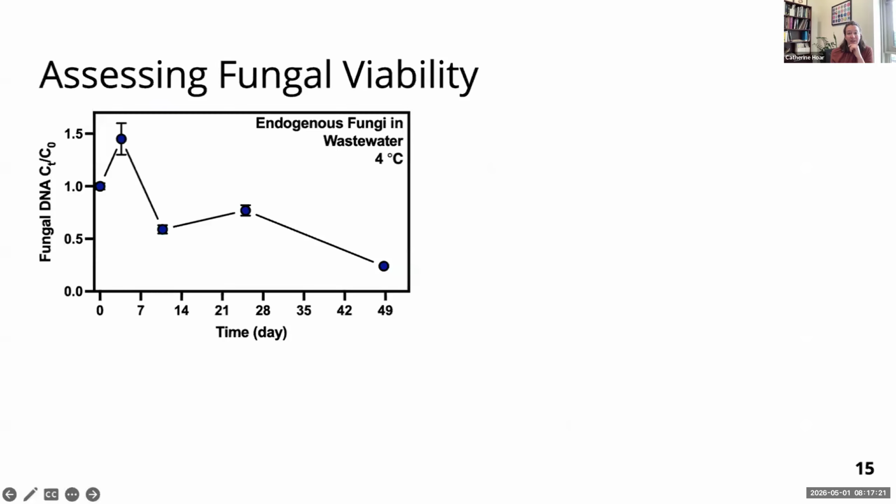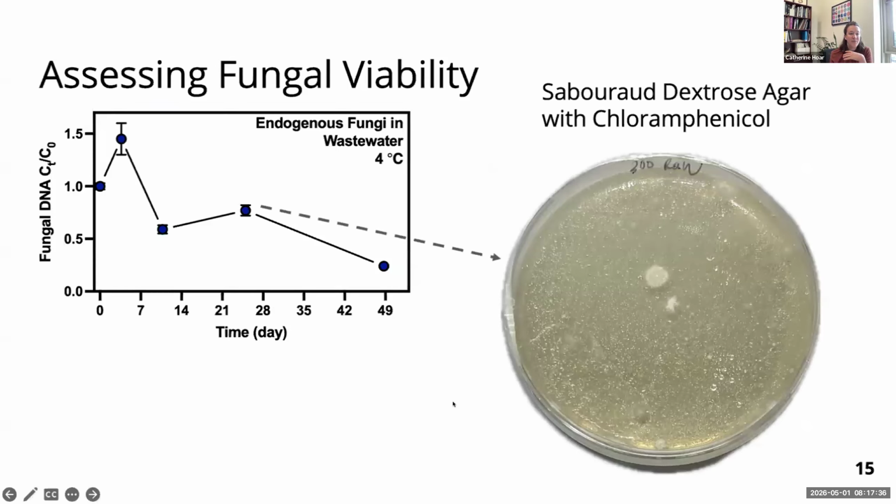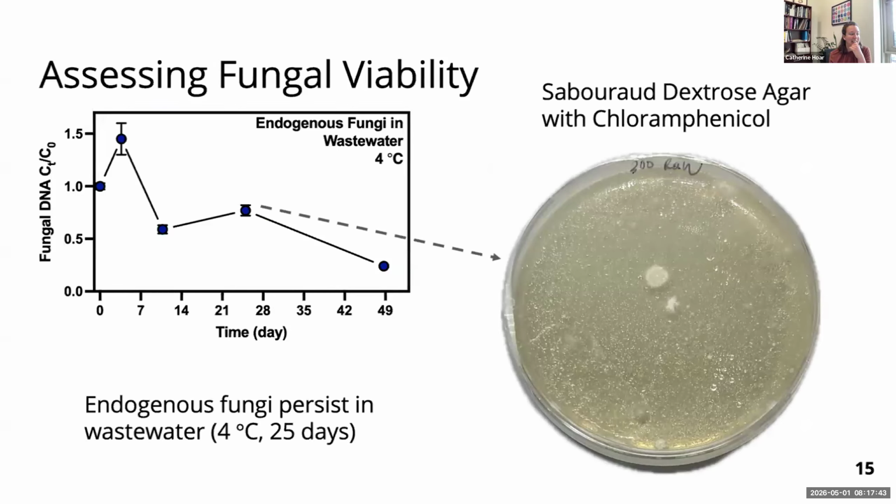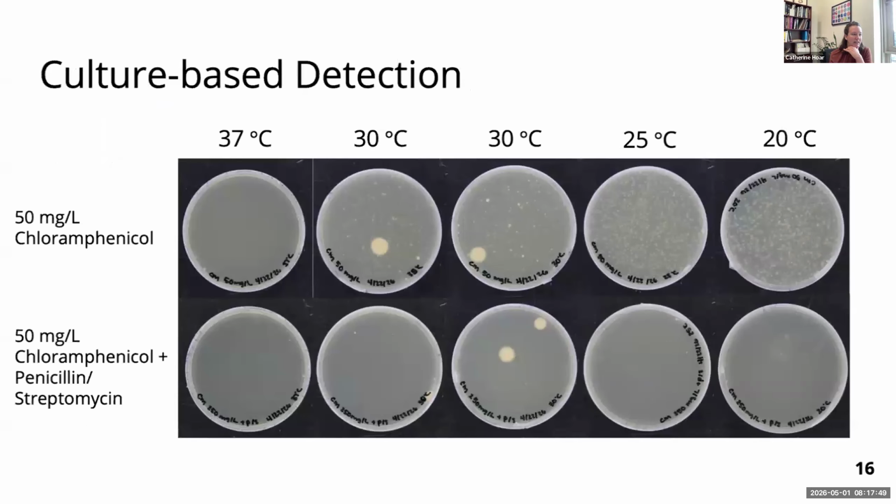Our next step is also to think about viability. So we're working on this as well. Here we're just looking at total fungal DNA, again from qPCR, in wastewater that's just stored in the fridge. Taking a sample after about a month, we still see viable fungi present. Also, a whole lot of bacteria, which is another troubleshooting thing that we've worked through. So you can see this plate is pretty crowded.